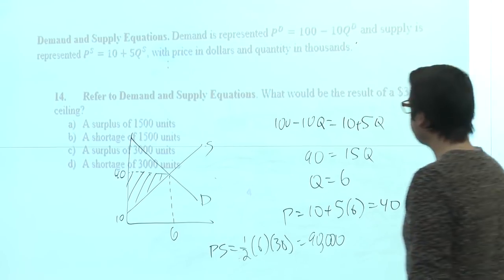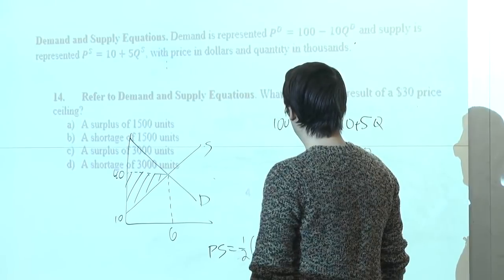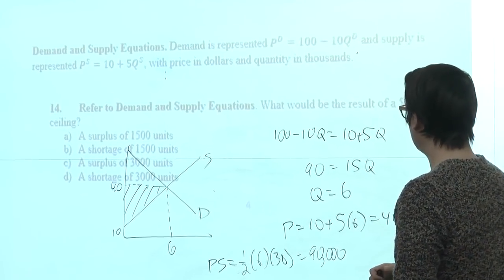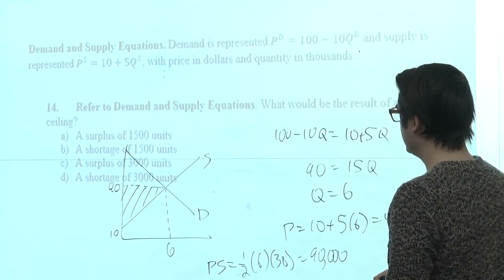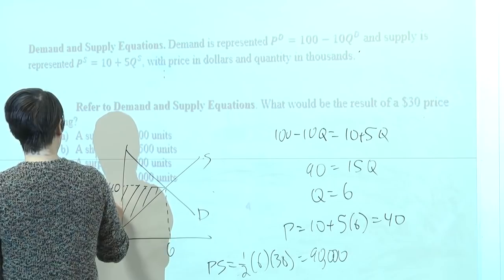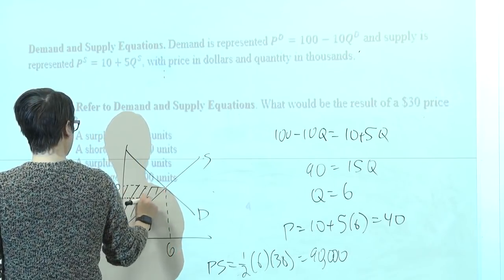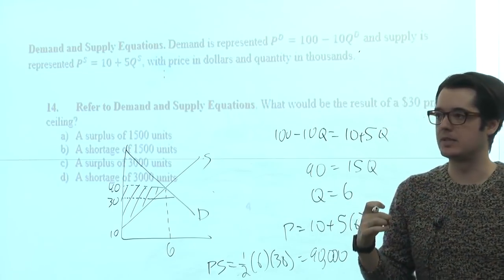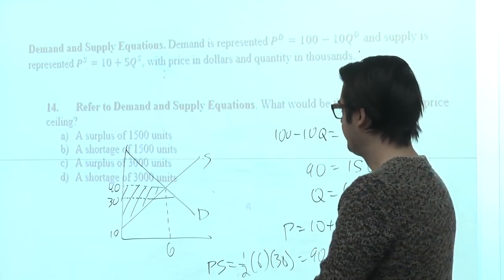Okay. So we're just going to extend the same question. We're asked what would be the result of a $30 price ceiling. Okay, so we're coming in here and saying this is a price ceiling. It is a maximum price that you are able to sell this product for.